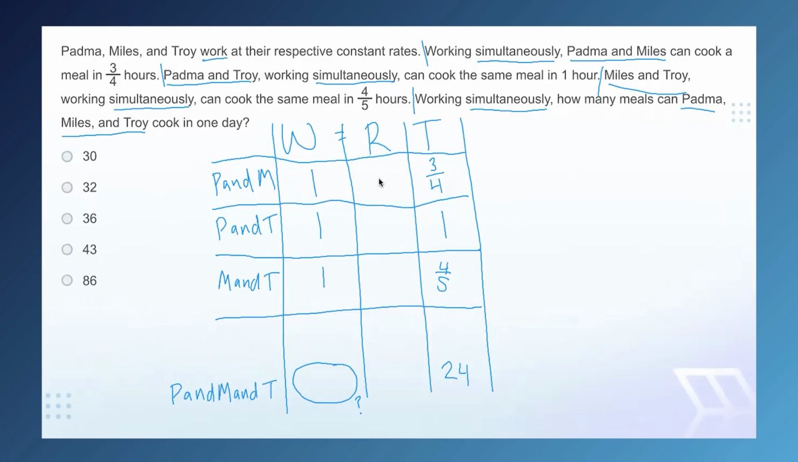Let's get each of the 2-person combined rates. Work for all of these is 1, which makes our math a little simpler. Rate is simply going to be the reciprocal or the inverse of time. So for P and M, the rate is going to be 4/3.